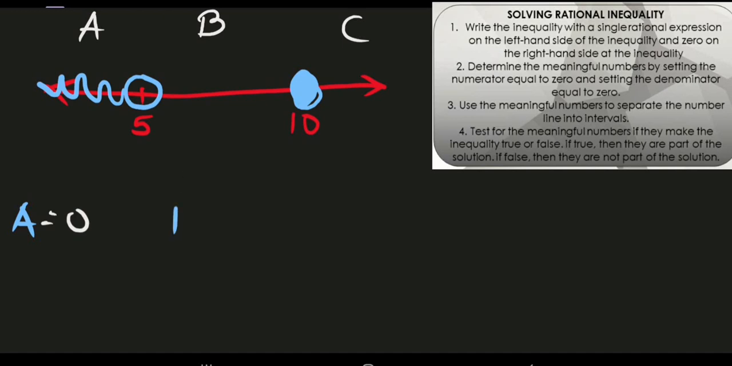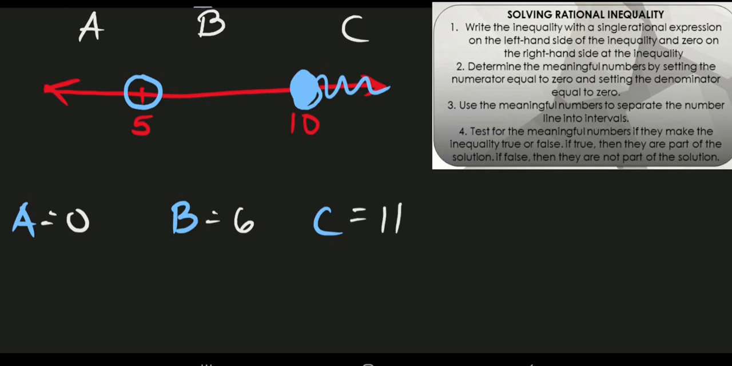For interval B, we have these given values. Try to pick any value under that interval. So let's try to use positive 6. Same with interval C. We have this set of interval, letter C, that is 10 up to positive infinity. Let's try to use 11. Okay, so again, same procedure, just test all of those values. And those values will determine if that interval is part of our solution.